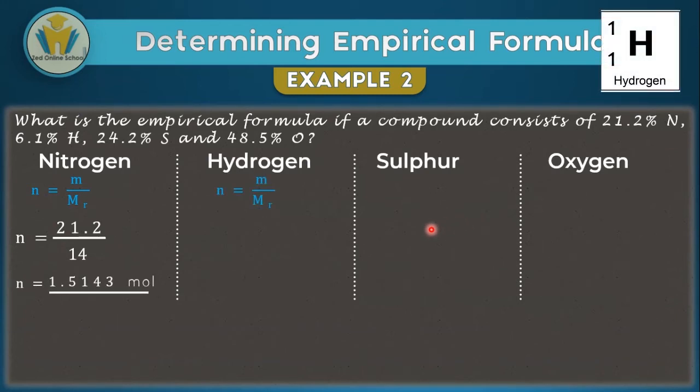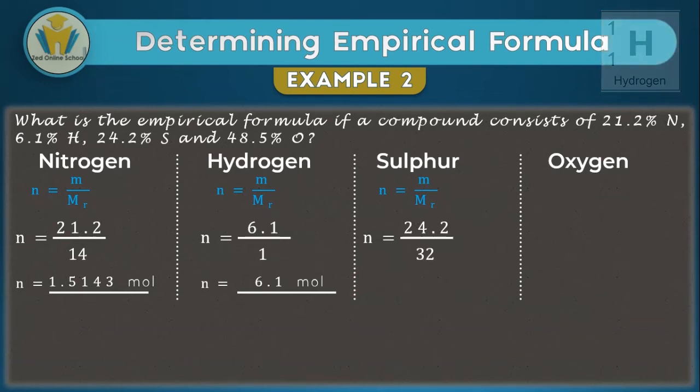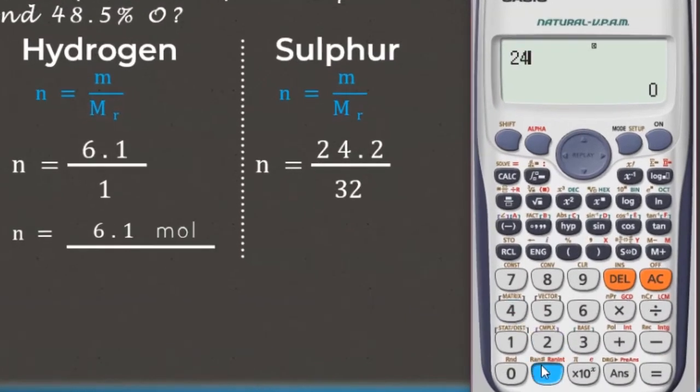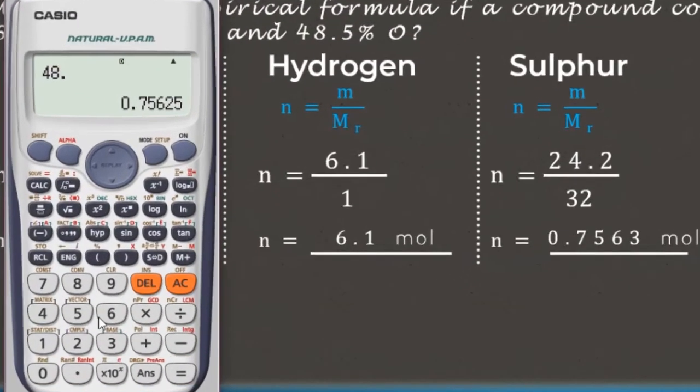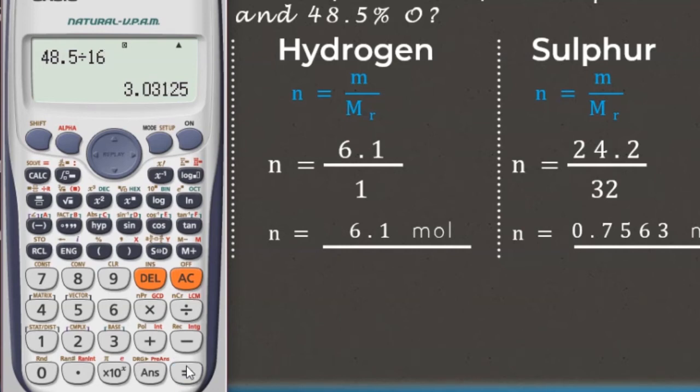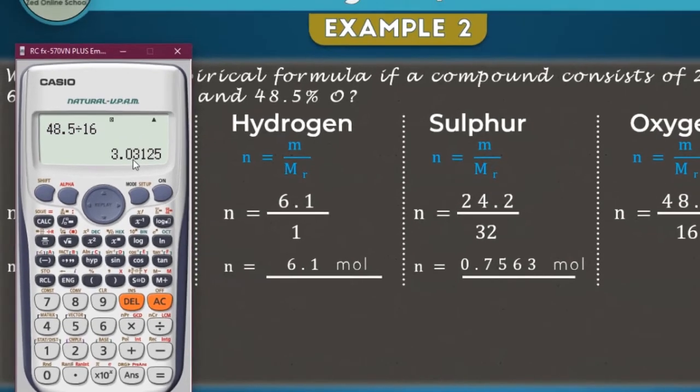We work out hydrogen. Hydrogen has got 6.1. Hydrogen is the simplest, nothing changes, guys. So when you have hydrogen, just feel nice. You're just going to write what's on top again. Sulfur, 24.2. As you can see, sulfur is 32. 24.2 divided by 32 is going to give us this number here. I think again we can just end on 0.7563. Now we go to oxygen. Oxygen, 48.5 divided by 16. Okay, and we are done. The last answer here should be 3.0313.